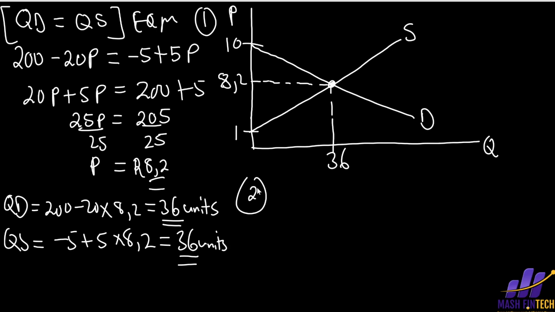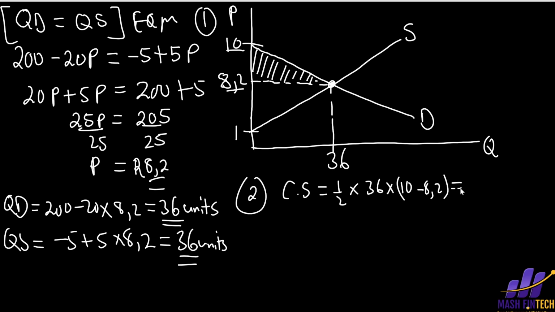The second part of the question was to calculate the consumer surplus and the producer surplus. Remember, the consumer surplus is the benefit consumers get by buying at a price that is less than what they are willing to pay. So if they are willing to pay 10, but equilibrium determines that the price is 8.2, the difference between these two becomes the surplus for the consumer. So it's this area here above equilibrium, below the demand curve. This is a triangle. Area of a triangle is half times the base, which is 36, times the height, which is 10 minus 8.2. If you put these numbers into your calculator, you must get a consumer surplus of 32.4 rand.